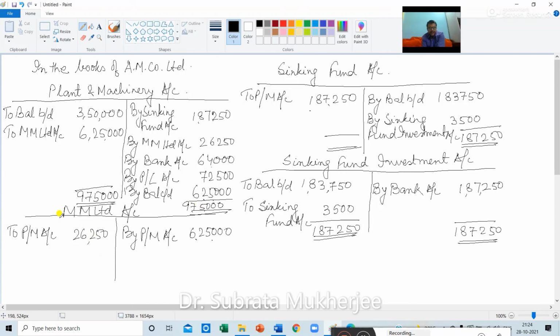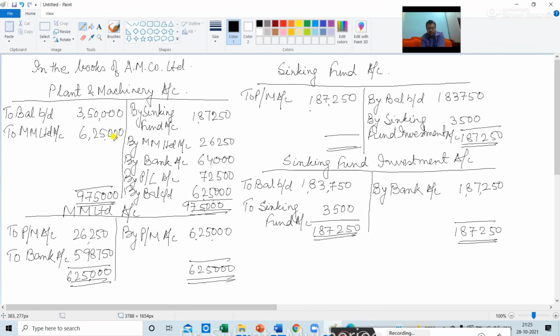So the balancing figure in MM Limited account represents the amount that was paid to MM Limited by AM Company Limited. So here I am writing MM Limited account debit to bank account 5,98,750. So please try to solve the problem the way I have done it here, and see the relation between the sinking fund account, the sinking fund investment account, and the relation between the sinking fund account with the plant and machinery account.